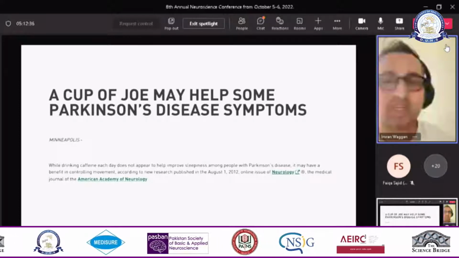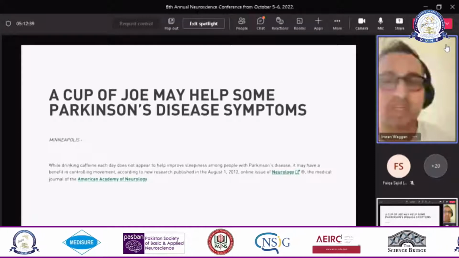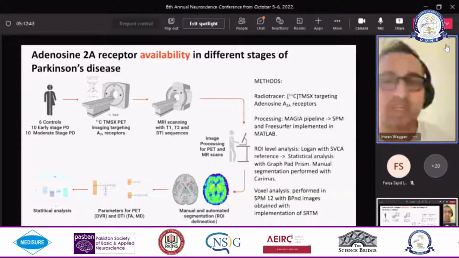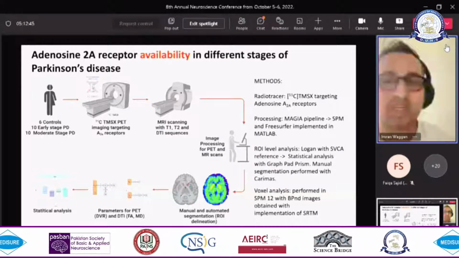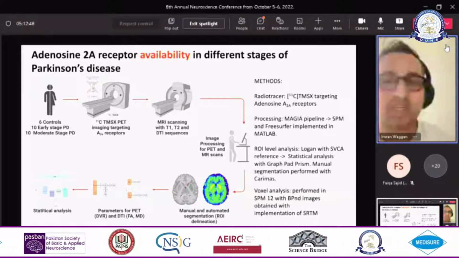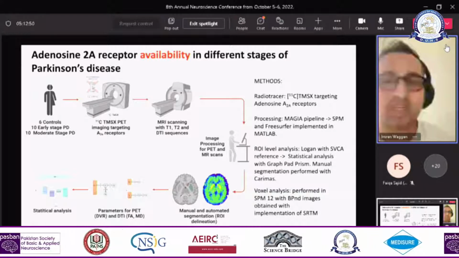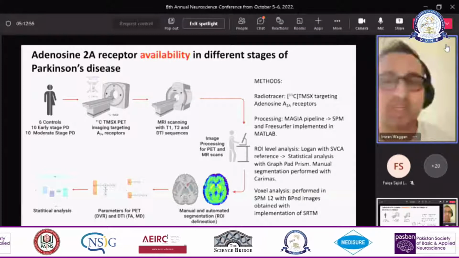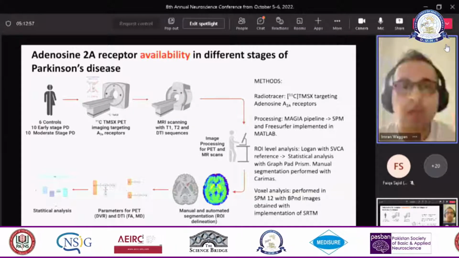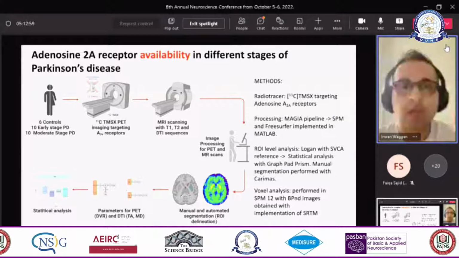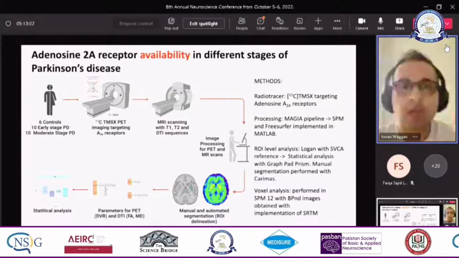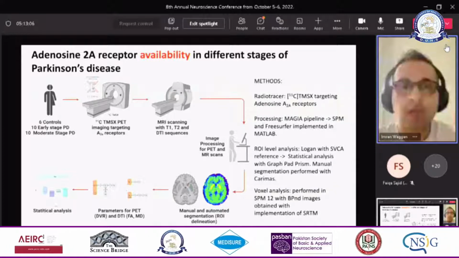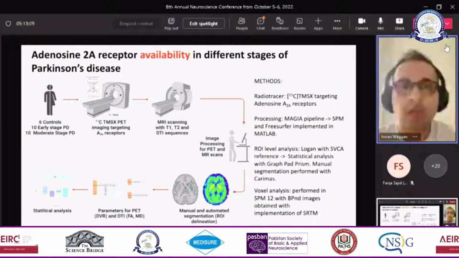With PET, what we try to do is, this is a very busy slide, and I apologize for that, but we had 6 healthy controls, 10 early stage PD patients and 10 moderate stage PD patients. They underwent this PET scan targeting the A2A receptors so that we can see what their availability is in the brain in Parkinson's disease patients as compared to healthy controls. There was some evidence already when we decided to start our study.